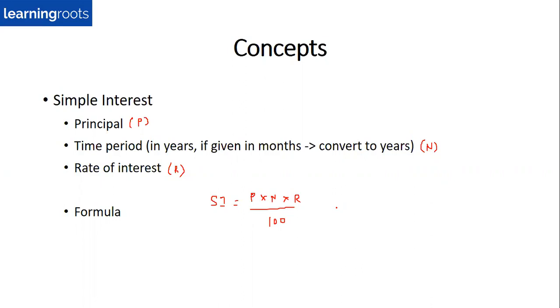Is that the final amount that you have to pay at the end of whatever period? No, because this just gives you the interest. Principal plus interest gives you the final amount that needs to be paid.